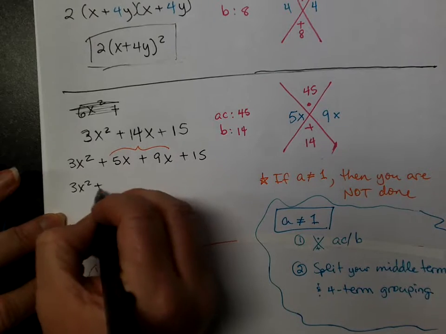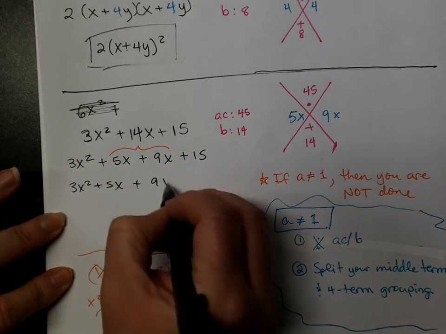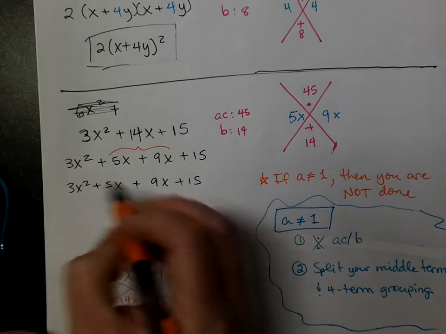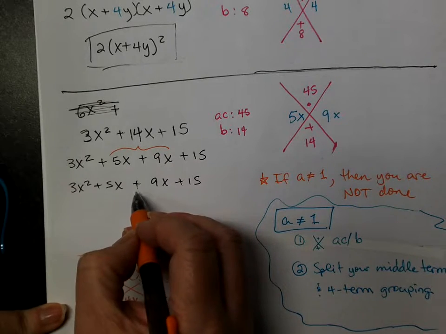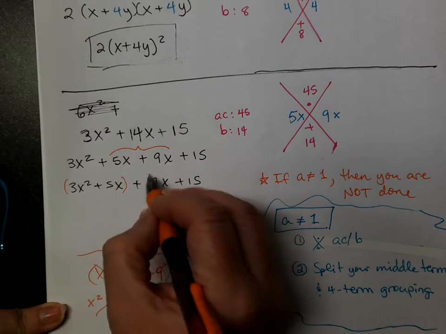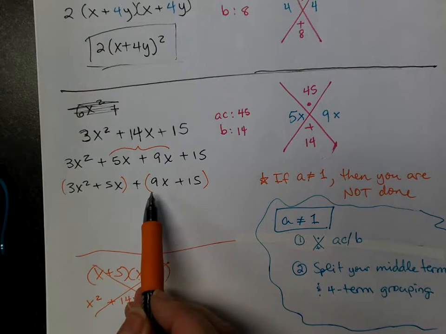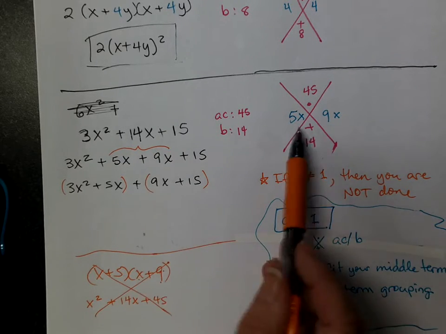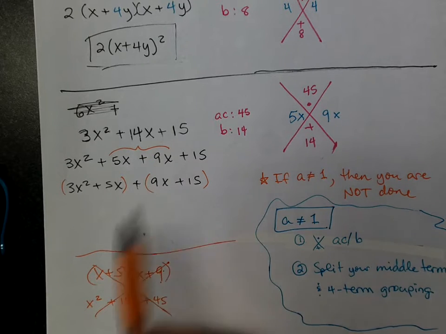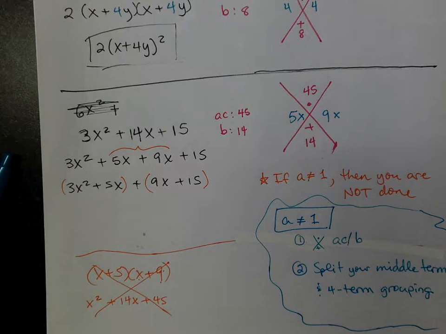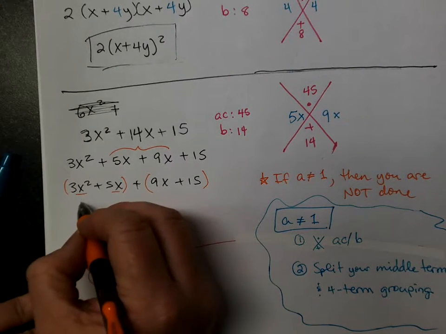So 3x squared plus 5x plus 9x plus 15. Make sure there's that plus in the middle. Remember, that matters. We'll have an example where that's not the case. The order doesn't matter. You could have written 9x first and 5x second. It does not matter as long as it adds up to 14. The order doesn't matter, though you may want to make a choice. If you have mixed signs, you can make a choice that will make your grouping easier. Okay, little GCF, little GCF.